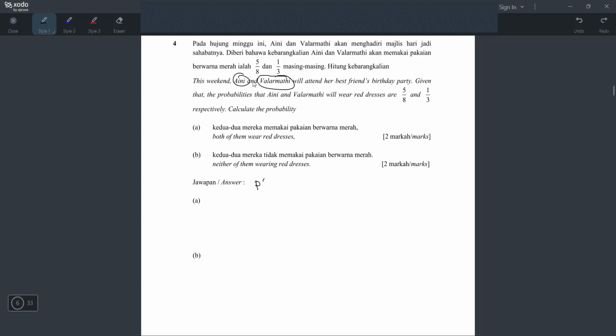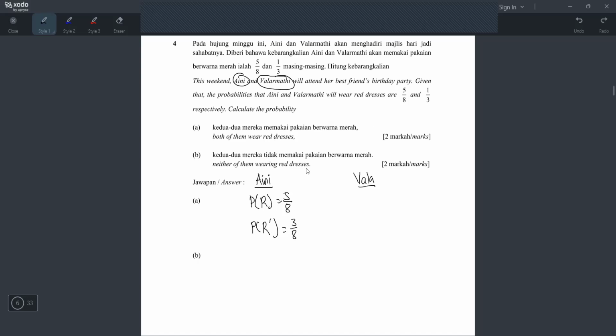So, probability of Aini wearing red. Let's write like this. We have Aini, we just put a tajuk like that, and then Vala. And then now I will write the probability of red. So what is the probability of red for Aini? 5 over 8. And we all know total probability mesti 1. So what is the probability of her not wearing red? It means probability of R prime. So you will take 1 minus 5 over 8, which is 3 over 8.